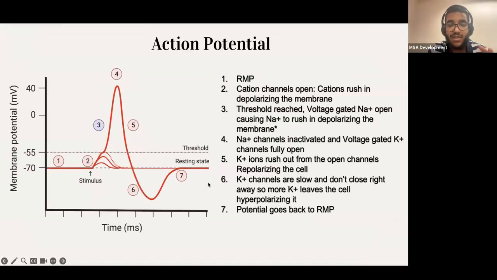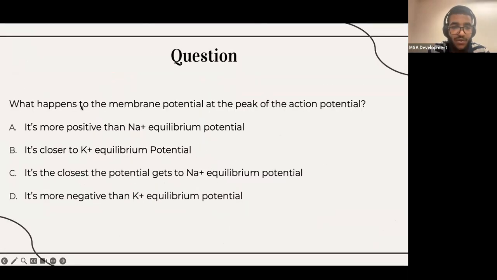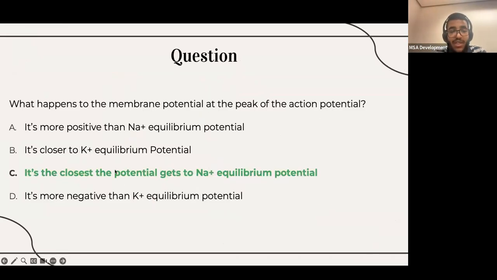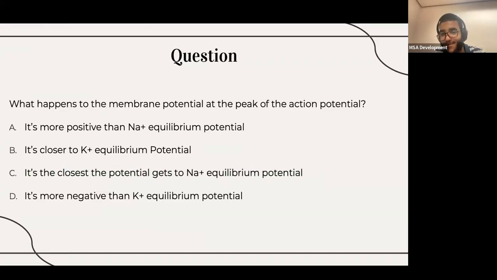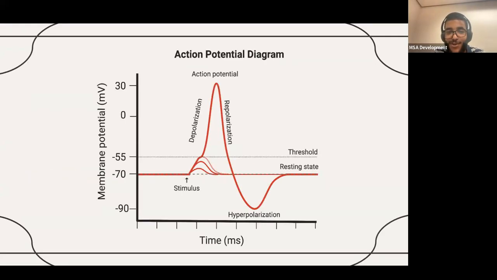So this is just a summary slide. If you guys know everything over here, that's very good, okay? So this is a question: what happens to the membrane potential at the peak of the action potential? We said it's closest to the sodium equilibrium potential. Obviously, guys, it's too late now, but I wanted you to pause before I show the answer. So hopefully you understand why the answer is correct.